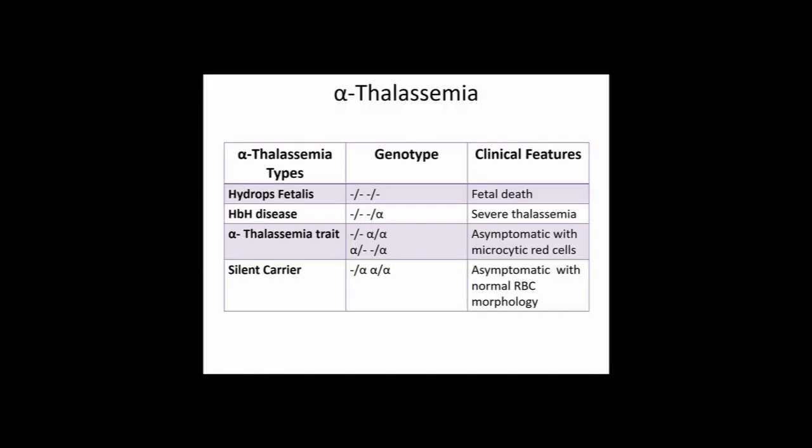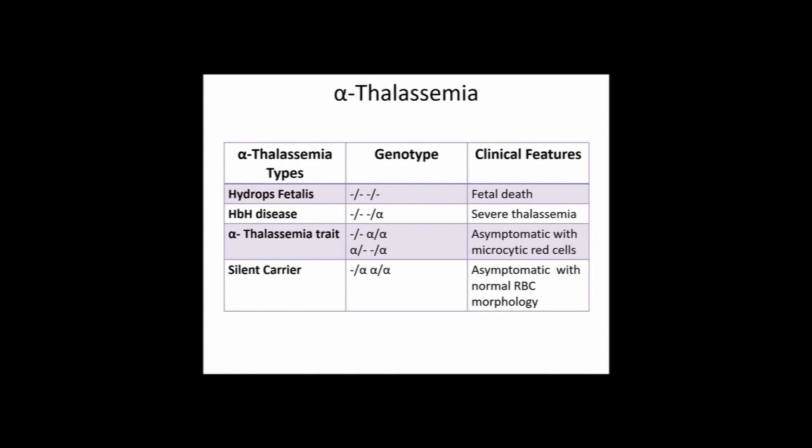So alpha thalassemia is coded by four sets of genes located on chromosome 16. So accordingly, there are four types of alpha thalassemia. The most severe form would be hydrops fetalis, where all the four genes are completely not producing the alpha chains, and hemoglobin H, where three genes are not producing alpha chains and only one alpha chain is there. Alpha thalassemia trait, where two alpha chains are not there either from the same chromosome or one from each chromosome. The fourth type would be the silent carrier, where three alpha chains are there and one is not there.